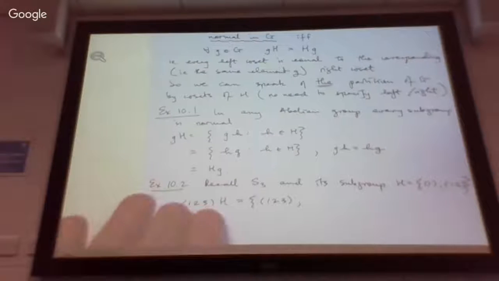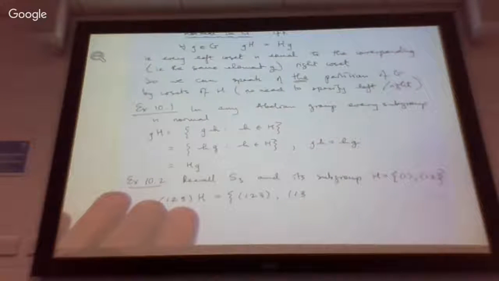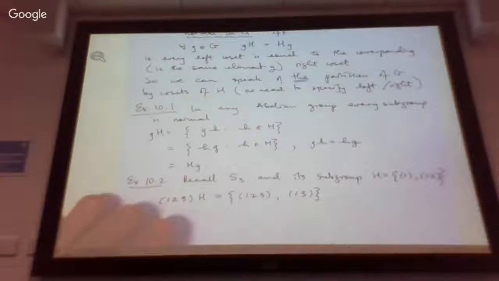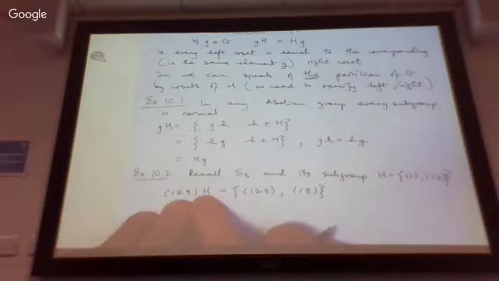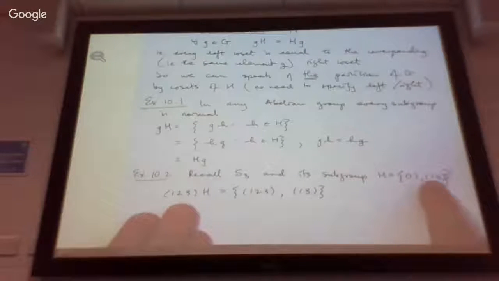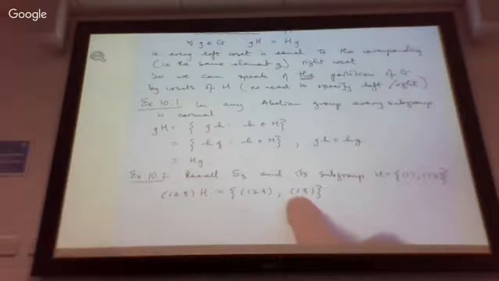So when you multiply 1, 2, 3 by the identity, you just get 1, 2, 3. But when you multiply 1, 2, 3, and on the right of it put the transposition 1, 2, you get the transposition 1, 3. 1 goes to 3, 3 goes to 1, and 2 will go to 2. Because when you put the transposition 1, 2 on the right, 2 goes to 1, and then 1 goes back to 2. So 2 goes to 2.